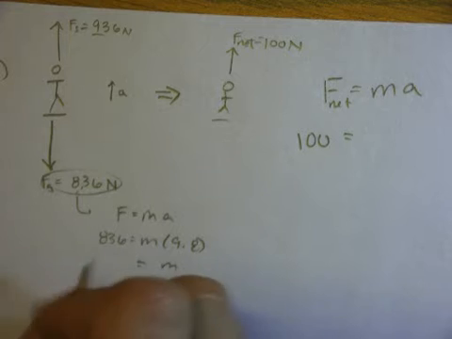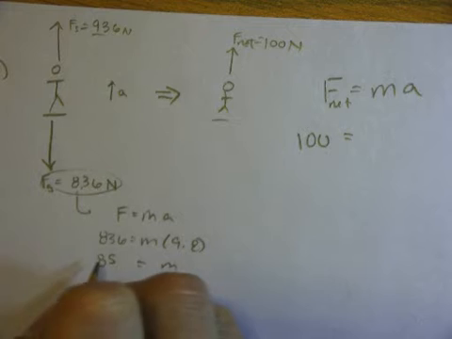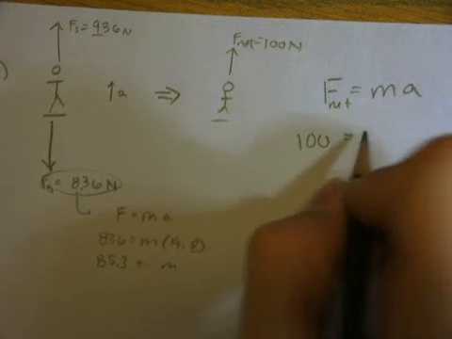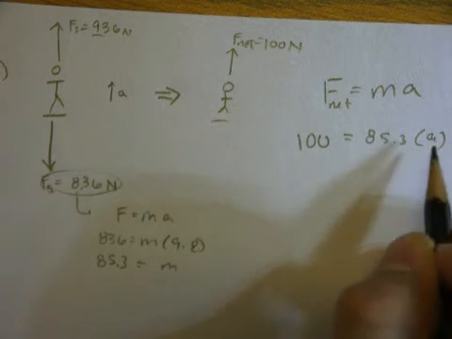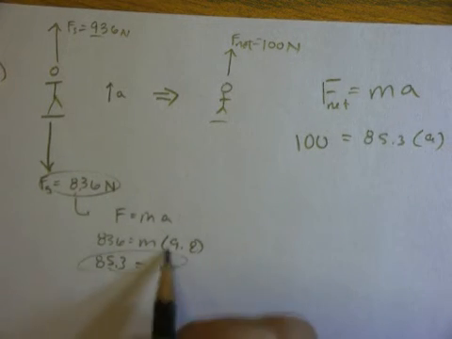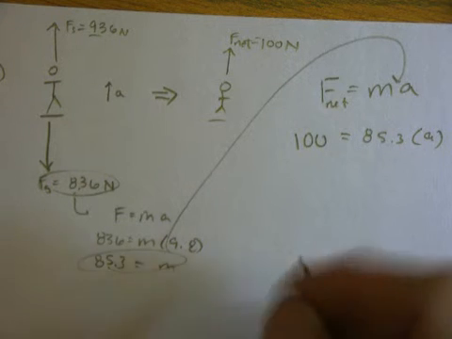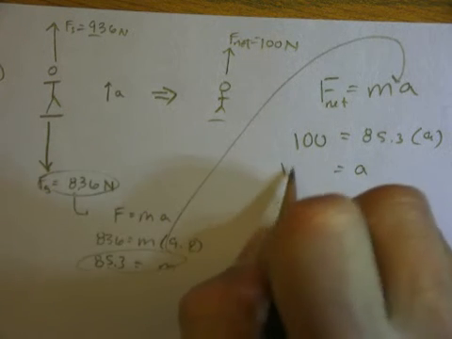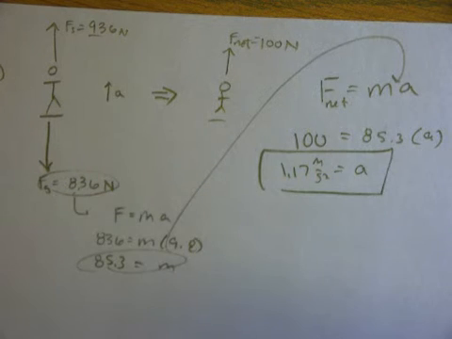And you get 85.3 as their mass. So 85.3 is the person's mass. Stick it in there, and then you take 100 divided by that answer, and you get a 1.17 as the acceleration. Very good. That's part A.